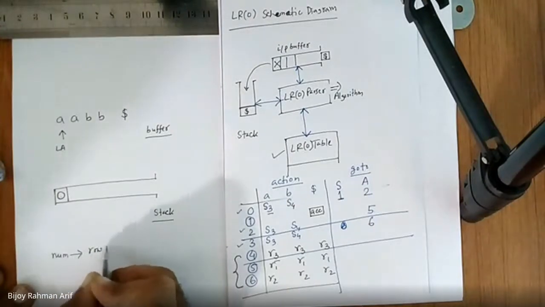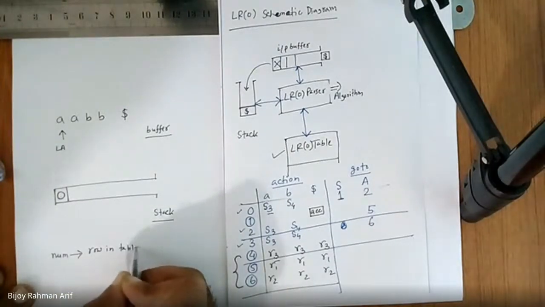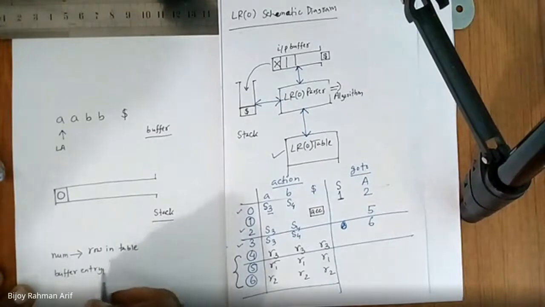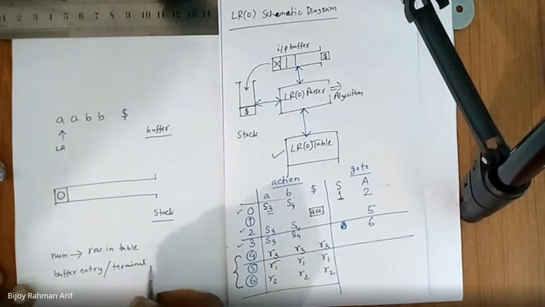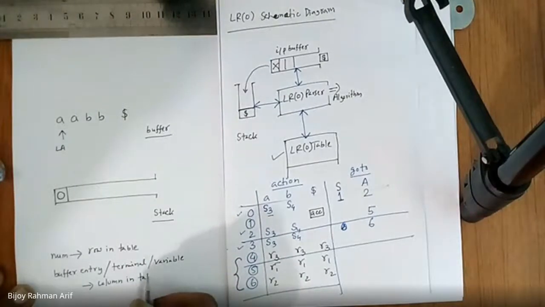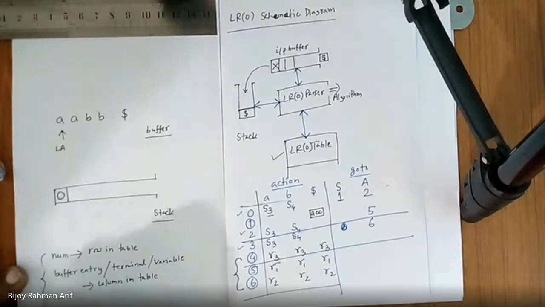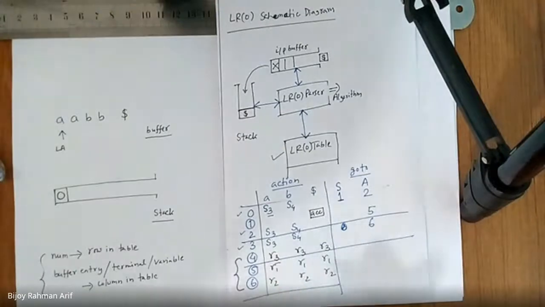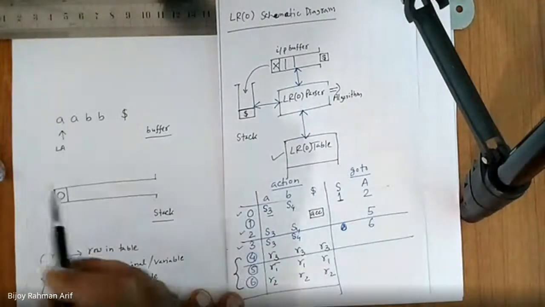The state number is nothing but the row in the table, and the buffer entry, terminal or variable, is nothing but the column in the table. Remember that. So let's go to the 0th row.